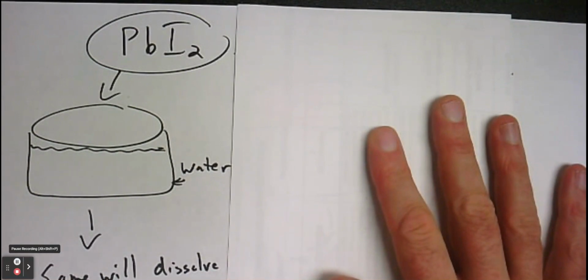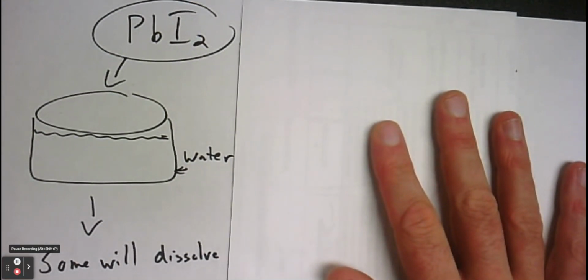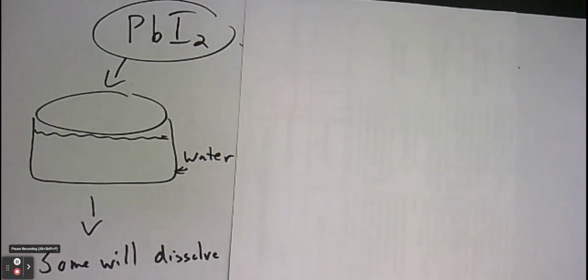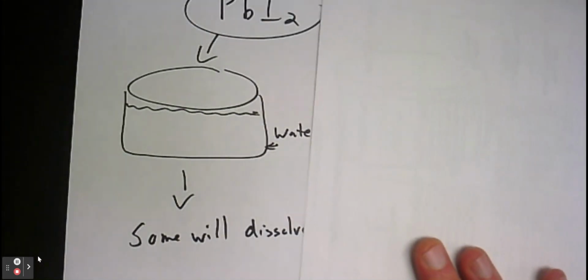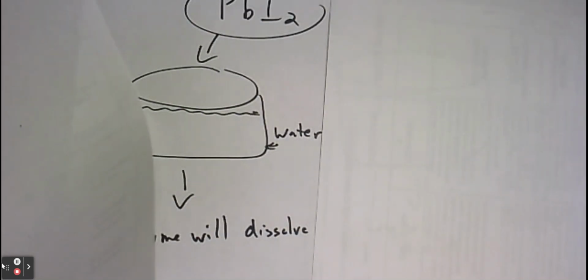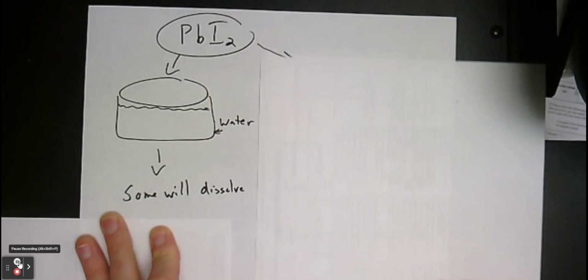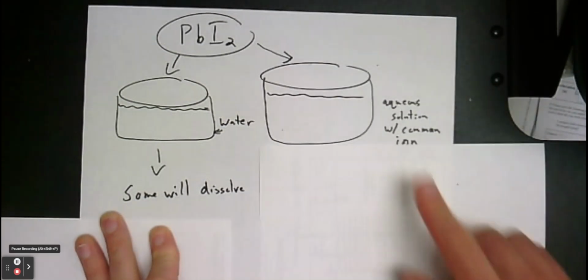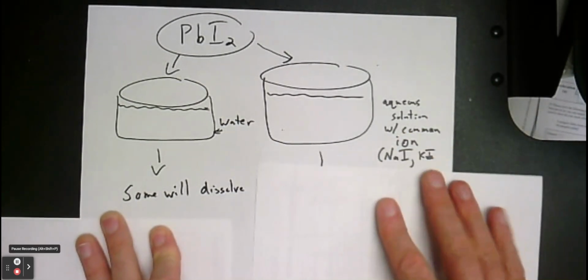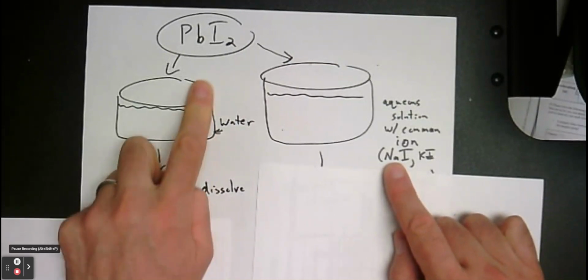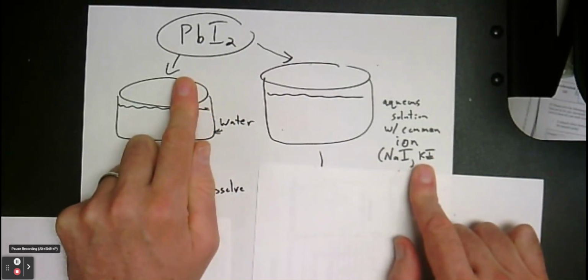Okay, we've got lead iodide. I'm just going to talk it through on paper. If I put that in just water, some will dissolve. Not a lot, but some, because it does have a KSP value. But if I put that into a solution with a common ion, this could be a solution like sodium iodide, the iodide in the solution. It could be potassium iodide.